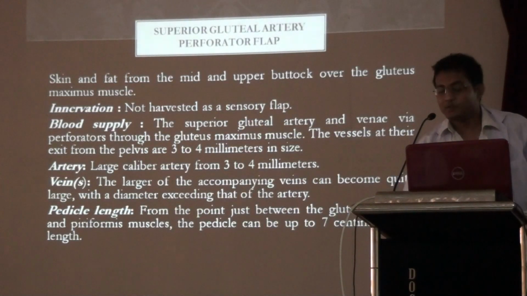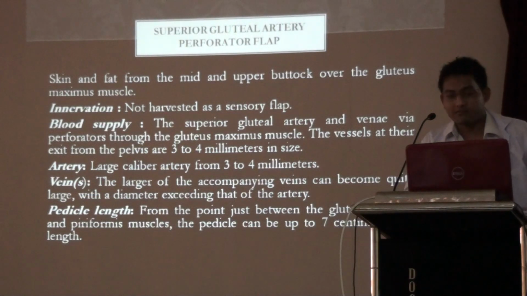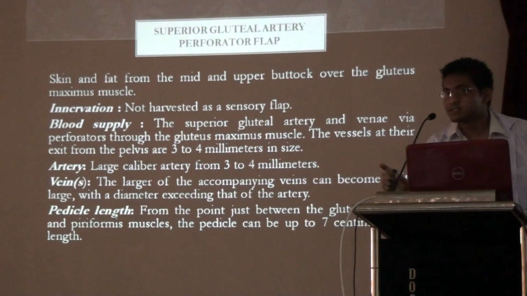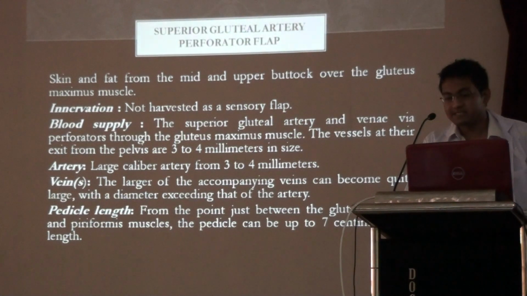So in our case, we did a superior gluteal artery perforator flap. Just a few things. The skin and fat from the mid and upper buttock over the gluteus maximus muscle is included. It is not harvested as a sensory flap. The blood supply is the superior gluteal artery and vein via perforators through the gluteus maximus muscle. The vessels at their exit from the pelvis are 3 to 4 millimeters in size.